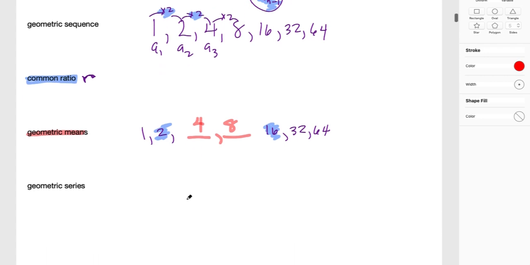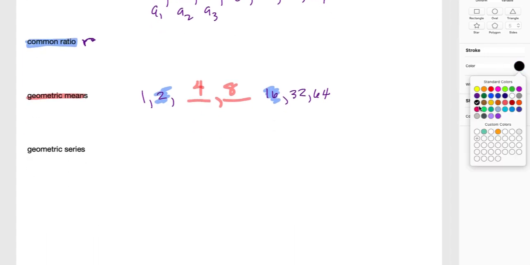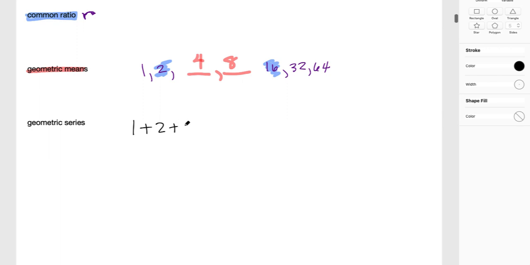Geometric series. So just like we talked about an arithmetic series, a geometric series is going to be when you are basically adding up all of the numbers of a geometric sequence together. So 1 plus 2 plus 4 plus 8, so forth and so on, would be considered a geometric series, okay? And when we're dealing with a geometric series, we're going to use S sub n again as we're talking about this geometric series.